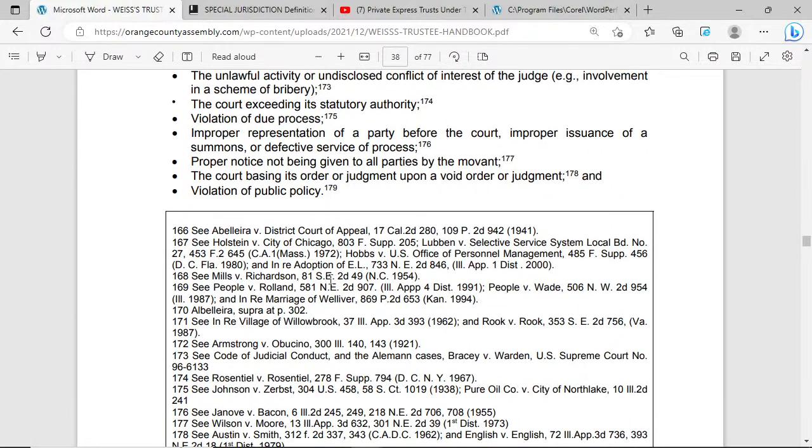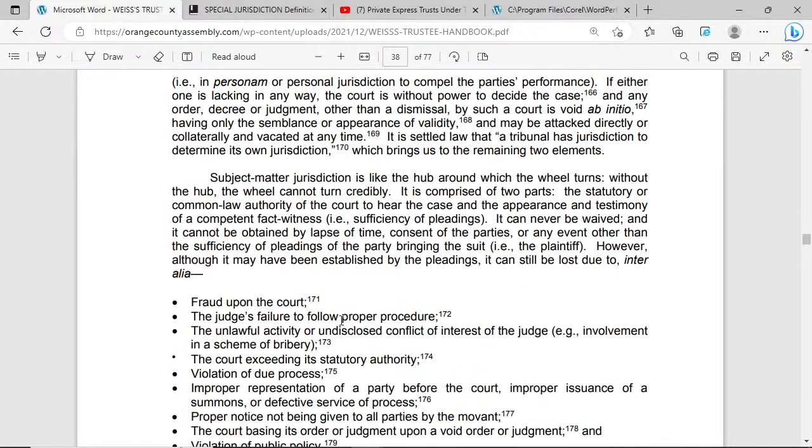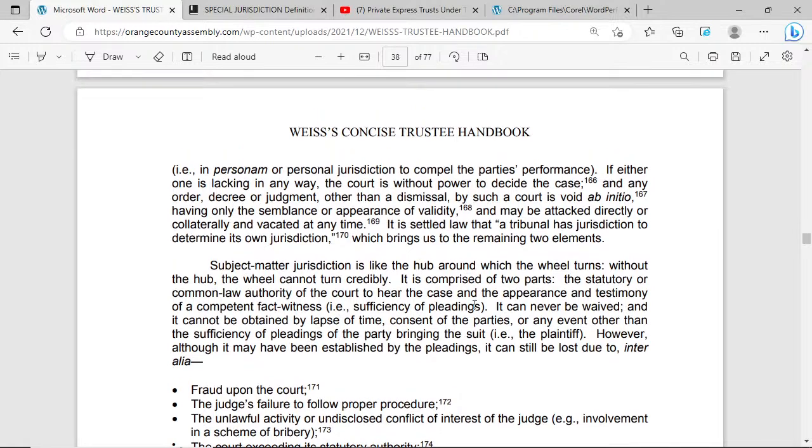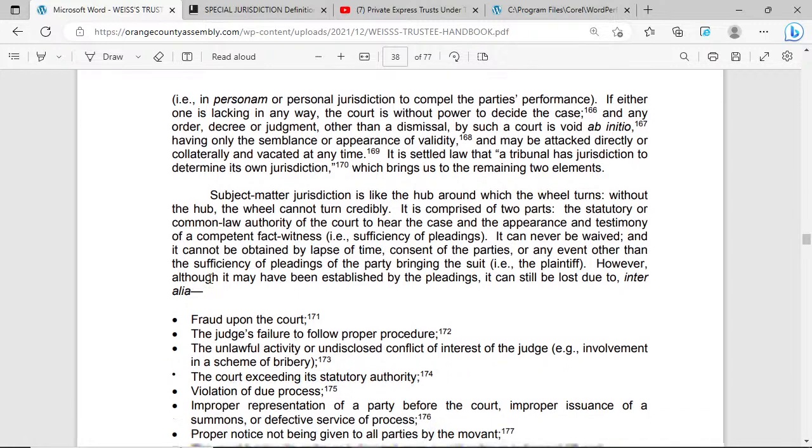Let's see. Case law, case law. So before we go upon these, you know what? Let's read it because it's going to tell you guys what I'm about to say anyways.